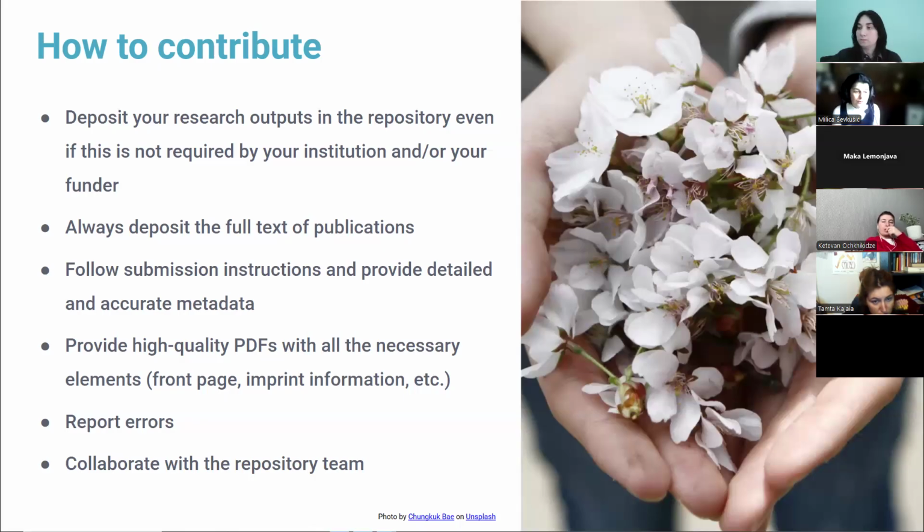Also, it's very important to know that you need to deposit the full text of publications. Metadata records don't really help, because people can find metadata anywhere. They come to the repository to see the full text. So if it's possible, make it publicly available. If it's not possible, provide it anyway, and it will be archived, and it will be preserved, and it will also be preserved for yourself.